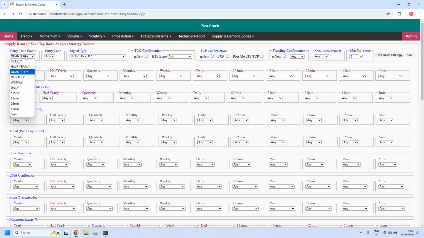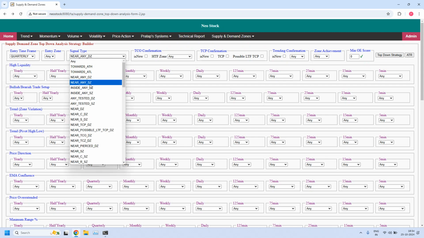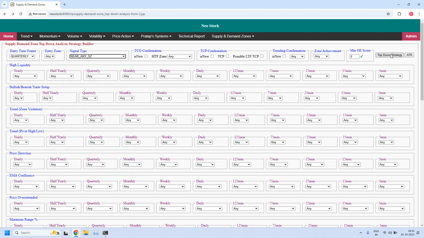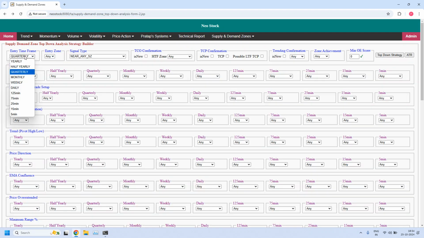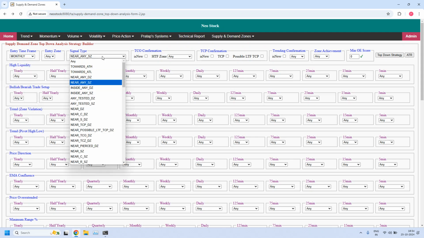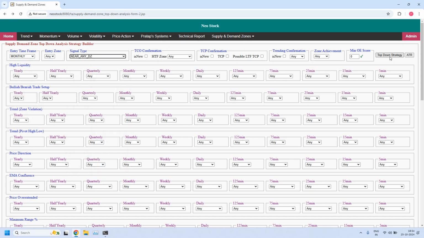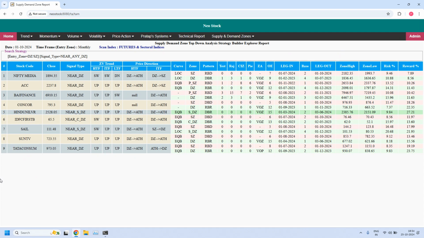Next for quarterly time frame, let us find the stocks near quarterly supply zone. 3 stocks are filtered near to the quarterly supply zone. Next time frame is monthly. Let us find the stocks near monthly demand zone. 9 stocks are filtered near to the monthly demand zone.